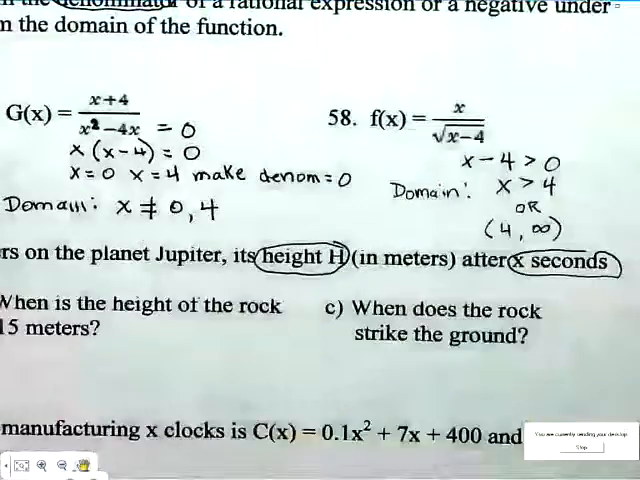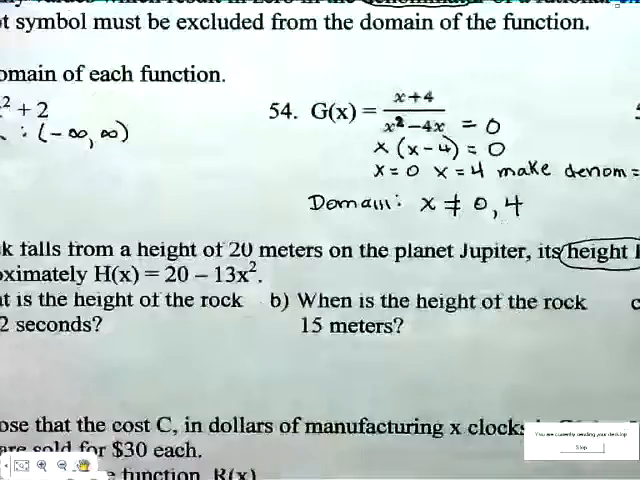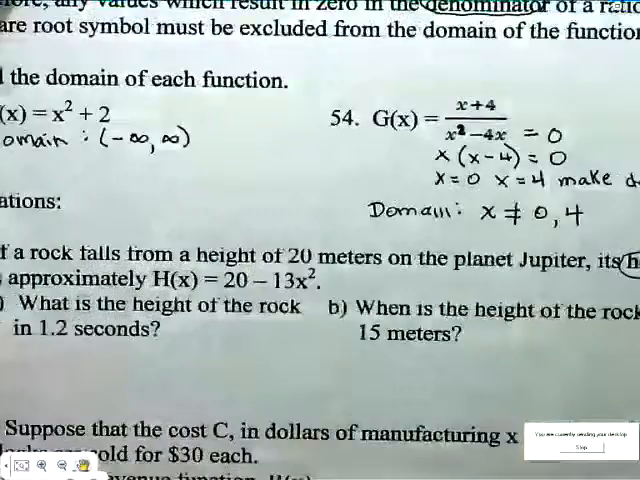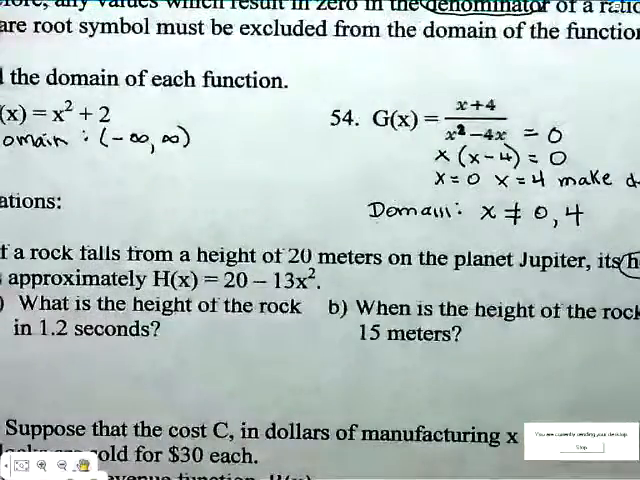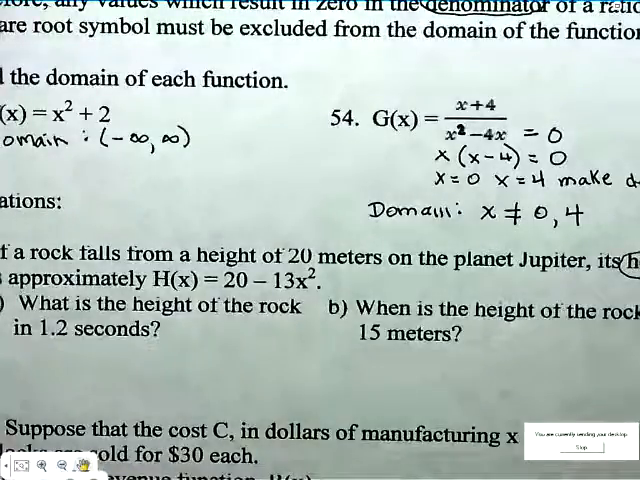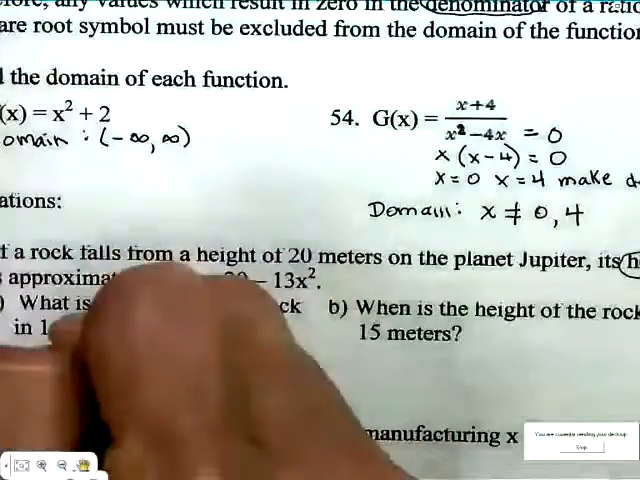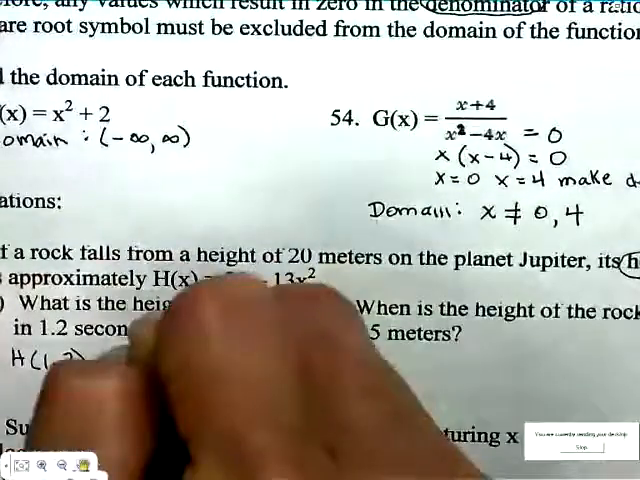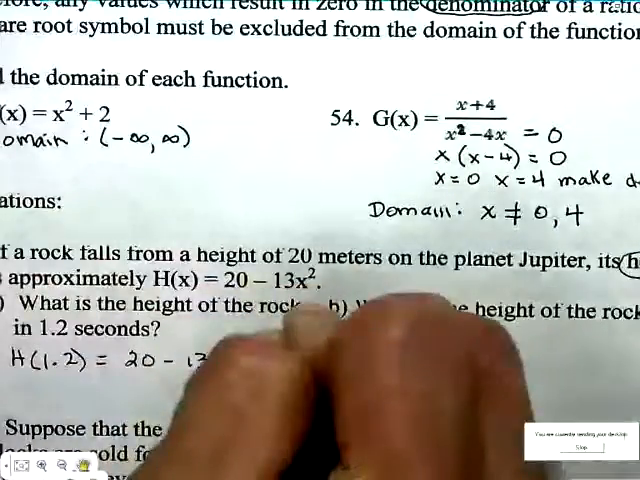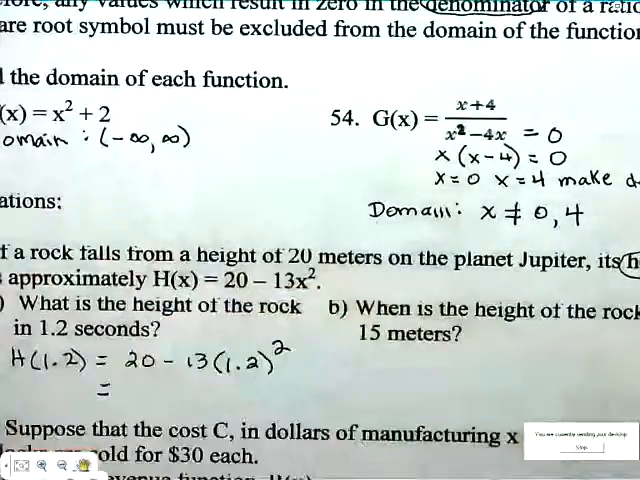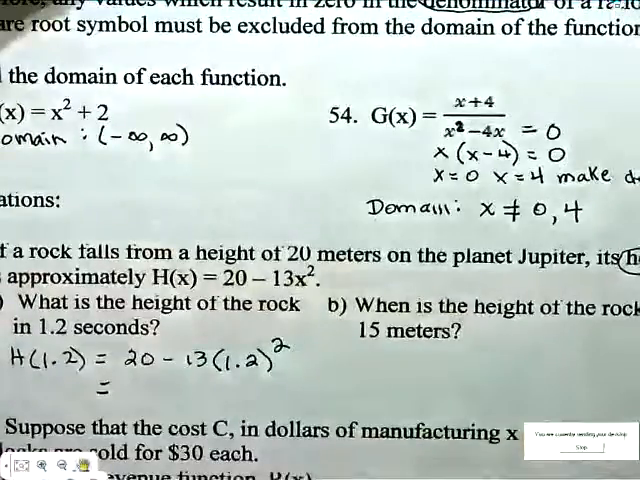So the A part says, what is the height? That means find what? Which variable? H. Find h in 1.2 seconds. 1.2 is the x. Just find h of 1.2. 20 minus 13 times 1.2 squared. We're not going to take time to punch that on the calculator, but that's what you would do.